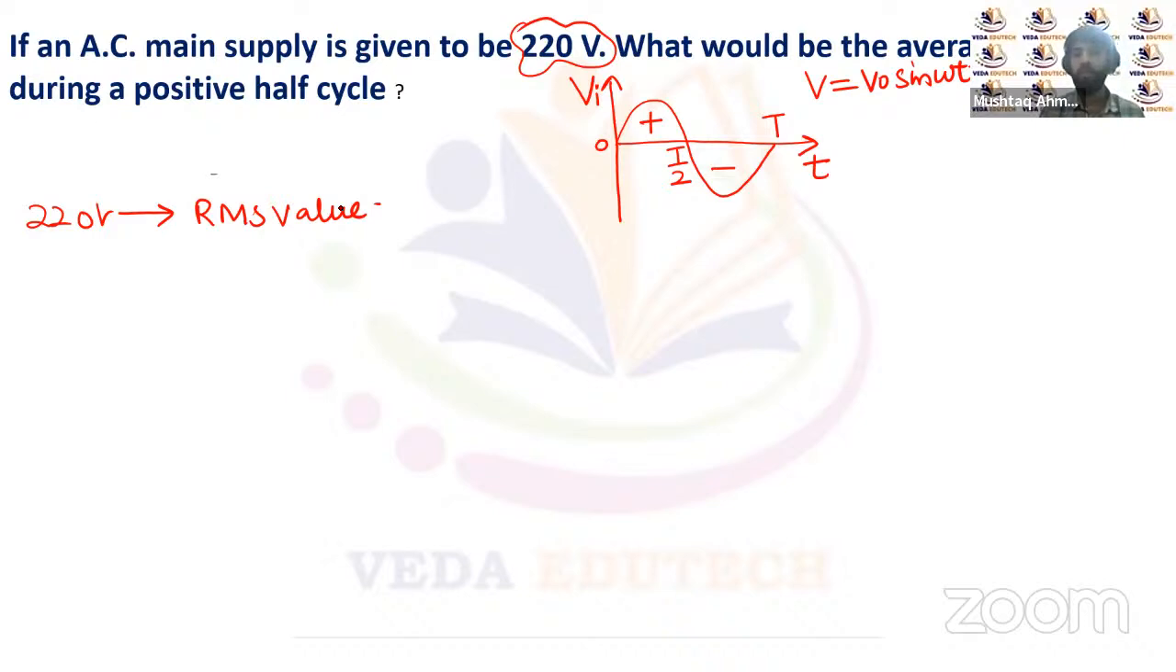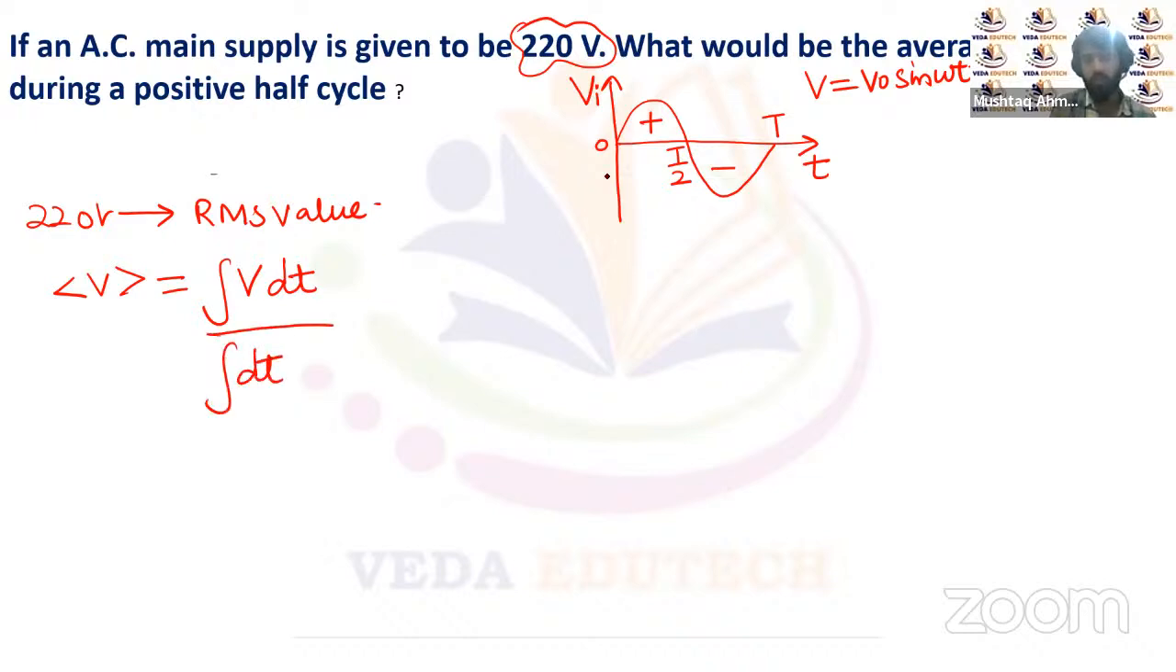So we have to calculate the average EMF during a positive half cycle. We know how we can calculate the average of any function, represented by this symbol. We integrate the function with respect to the variable. Here the variable is time, so we integrate the voltage with respect to time and divide by the integral of dt with the proper limit. For the positive half of the cycle, the time taken will be half of the time period, so we'll integrate between 0 and half of the time period.